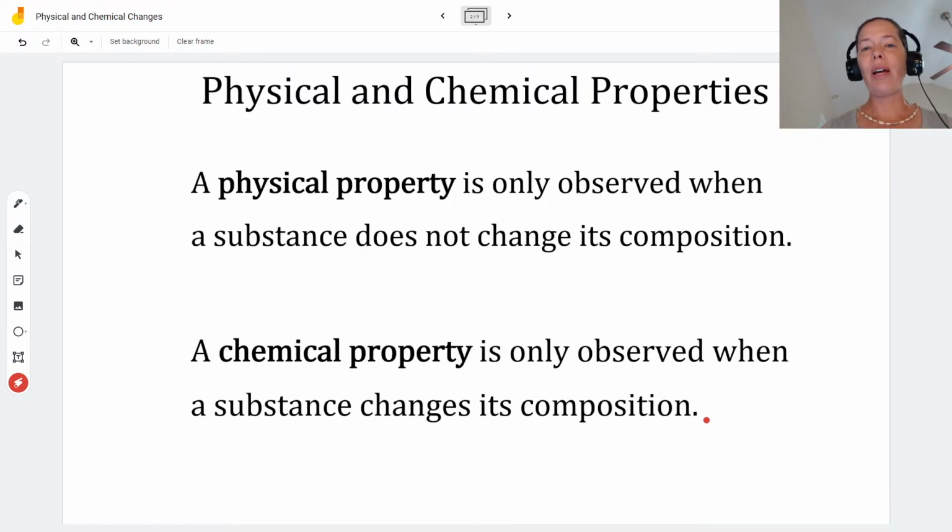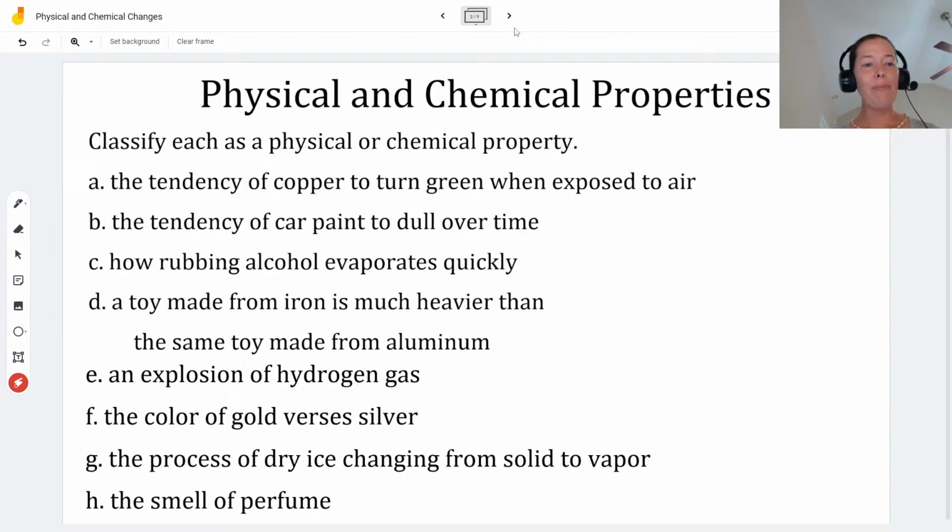Now let's work with a couple of problems with this. So these are pretty easy. I'm not actually going to write a whole lot down. There's no math this week, so enjoy that. So here is just a list of different processes, and we want to think about, do these processes describe a physical property or do they describe a chemical property? All right, so we're just going to go through these.